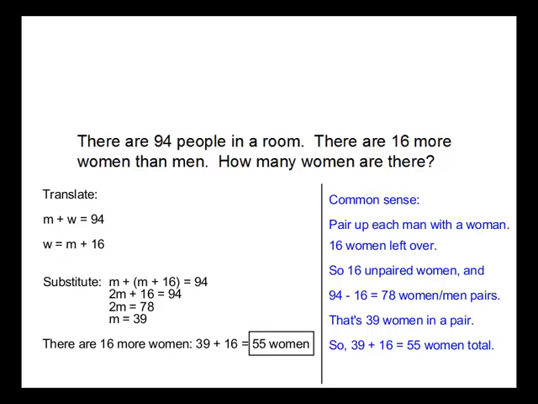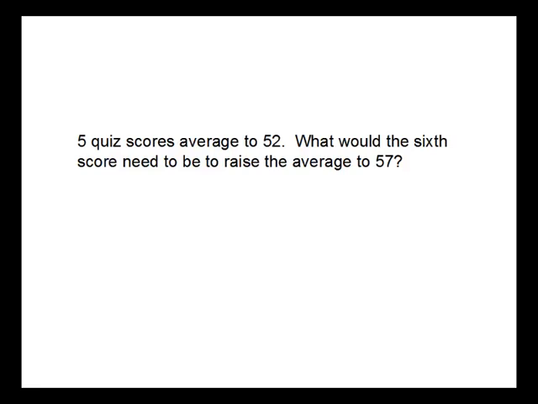And so 39 of them, or half of them, are women, and you can get to the 55 women total from that, right? 39 are paired, 16 are unpaired. There you go. And so notice that the math is very much the same. And again, the calculator is a crutch, but is not absolutely necessary. Take a look at this one.